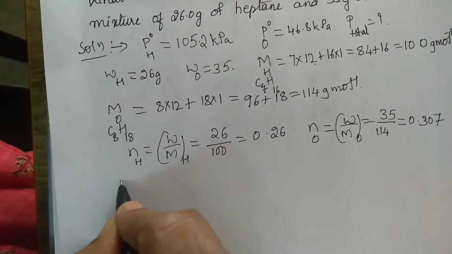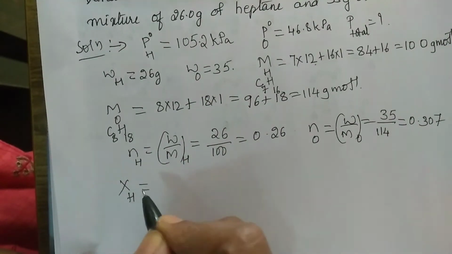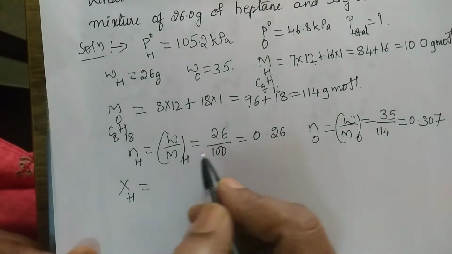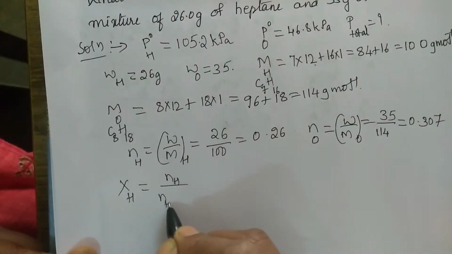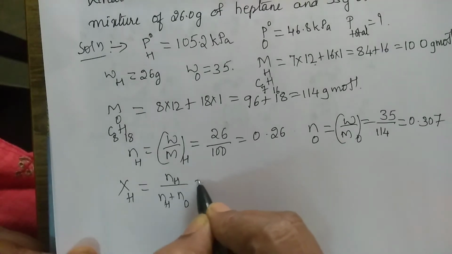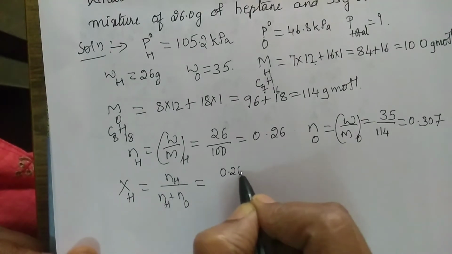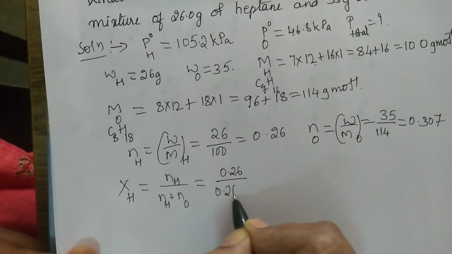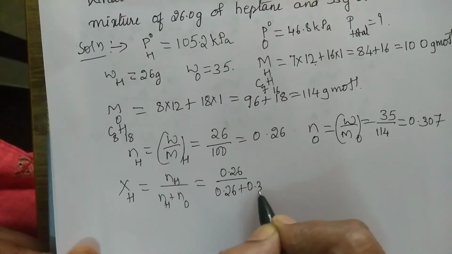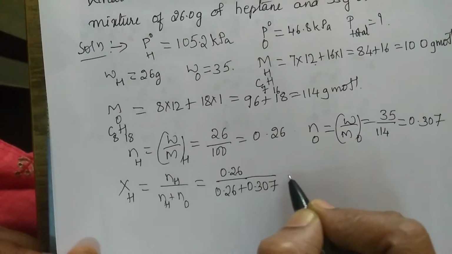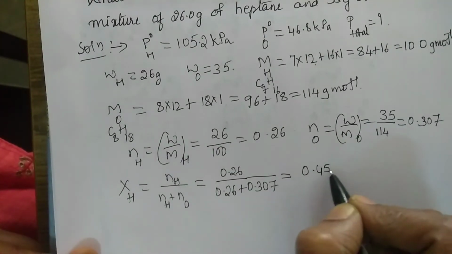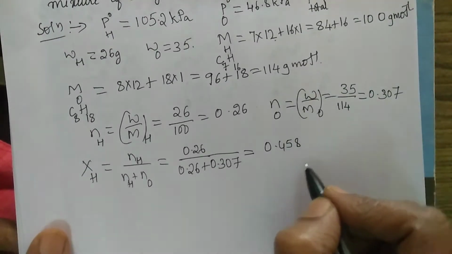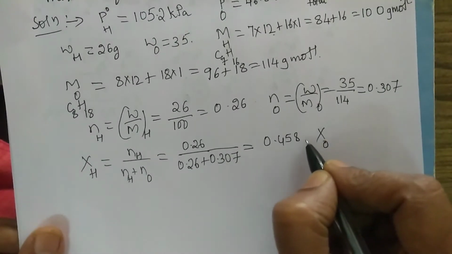Now we will calculate the mole fraction of heptane. So that is equal to the number of moles of heptane divided by number of moles of heptane plus number of moles of octane. 0.26 divided by 0.26 plus 0.307, which is equal to 0.458.